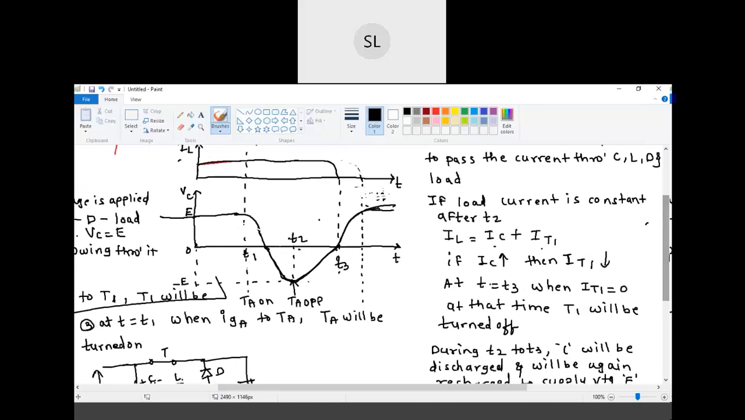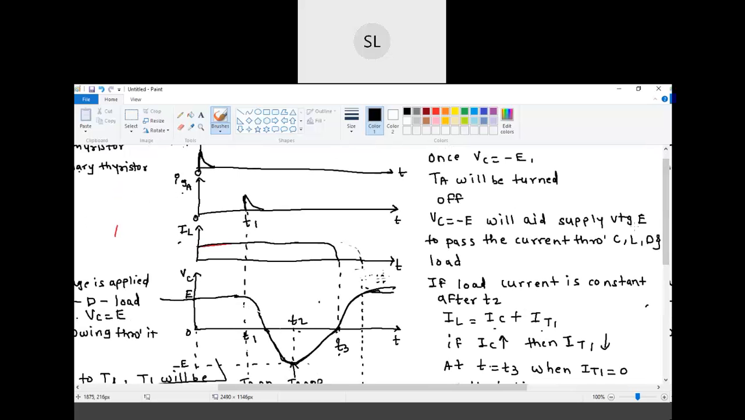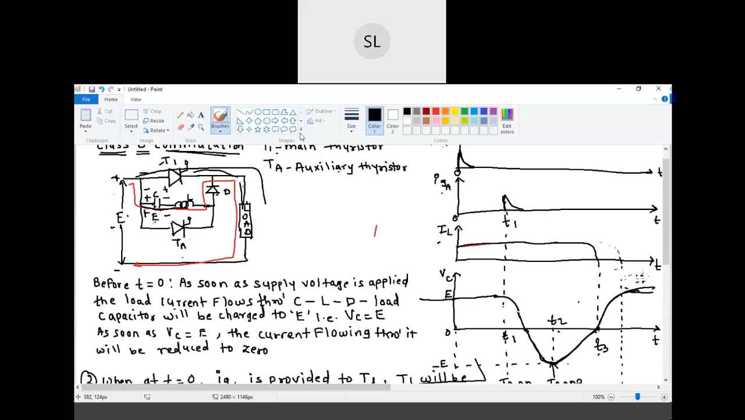The first condition we assumed was that both the thyristors were in the off state. At that time the load current was flowing only through C, L, D and load, isn't it? So because of that current, the capacitor was charged to supply voltage E. At that particular instant, if we turn on this T1, it will be turned on and it will carry the load current. So what we learned from t equal to 0, it will repeat after this instant. Okay.